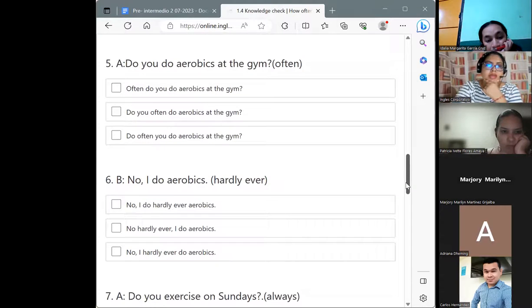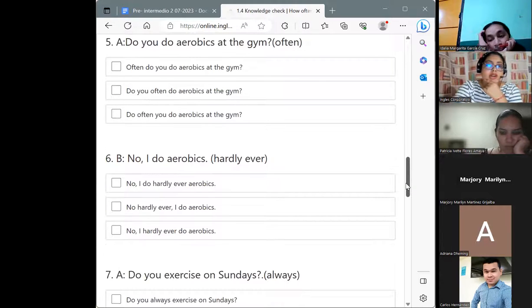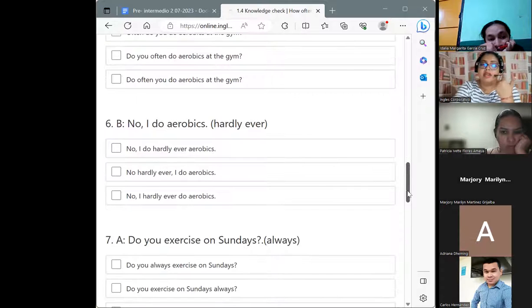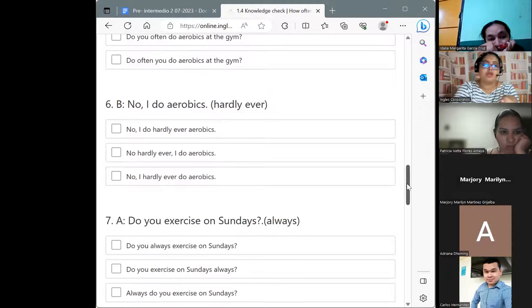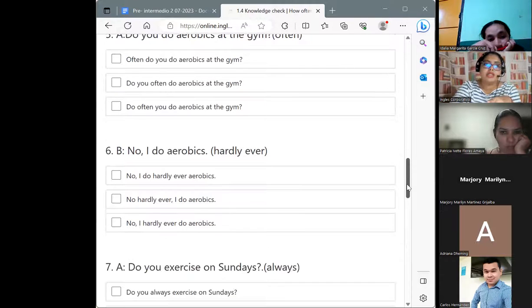And we have a lot of. So in this case, we are going to see this one. Do you do aerobics at the gym? No, I do aerobics. And do you exercise on Sundays? In this case, you can look for the answers and we are going to answer this question. Two minutes, and then we continue with the exercise.